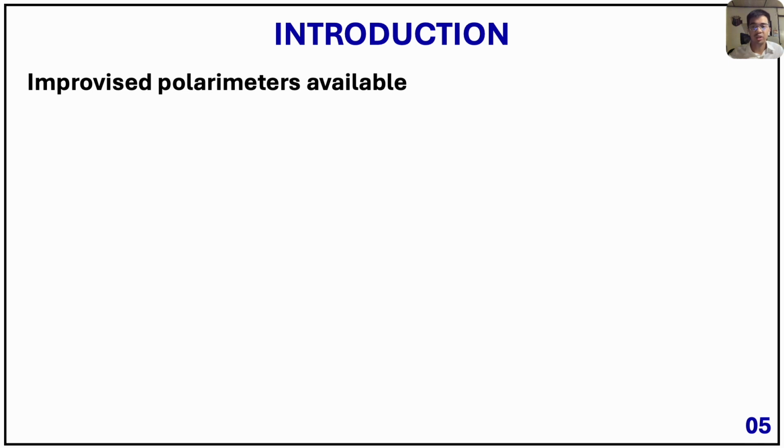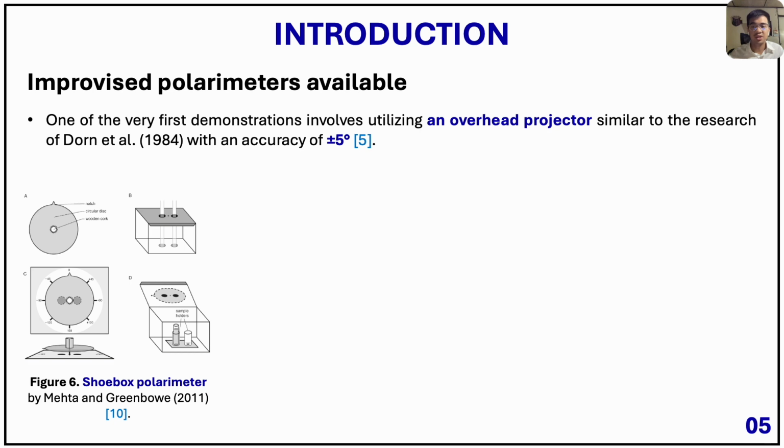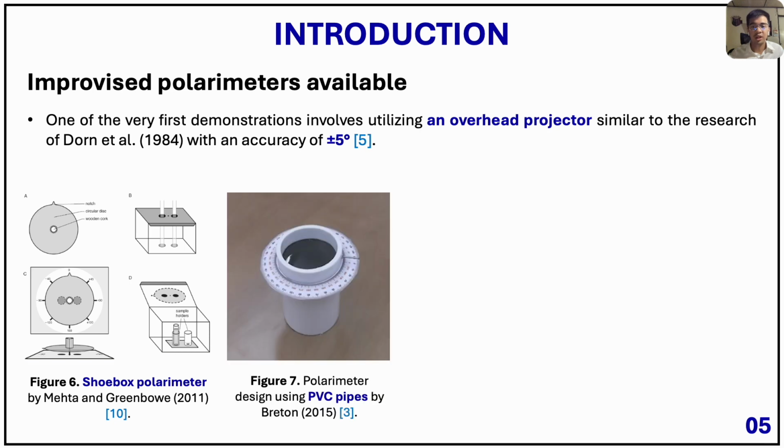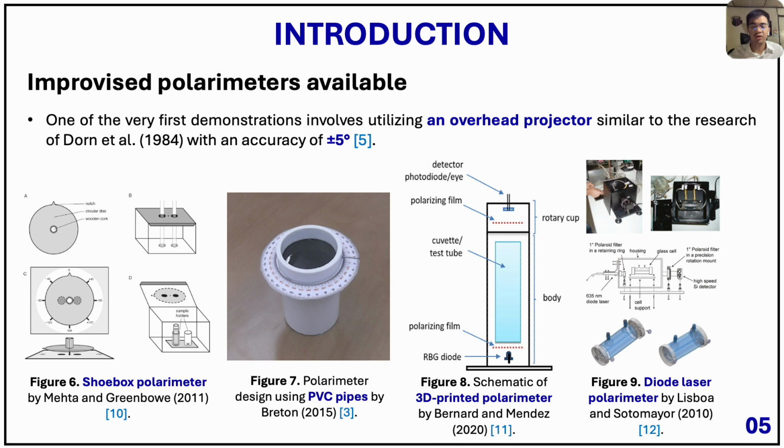Hence, several homemade polarimeters have been documented for student experiments. The first demonstration typically involves utilizing an overhead projector. Another polarimeter design was by Mehta and Greenbowe. Breton 2015 also made his version where he used two PVC pipes. Another polarimeter design was by Bernard and Mentes featuring a 3D printed body. Furthermore, Lisboa and Sotomayor presented a laser polarimeter apparatus.